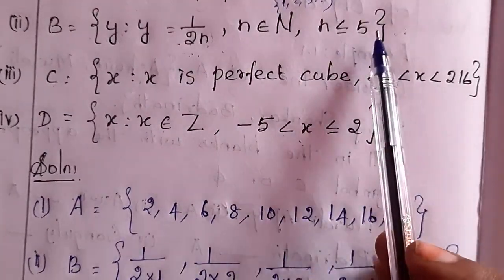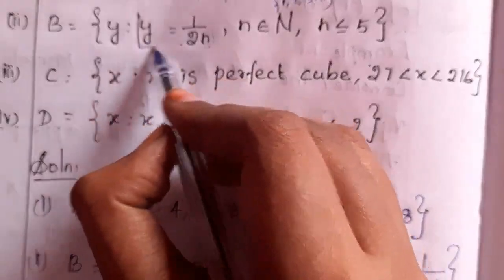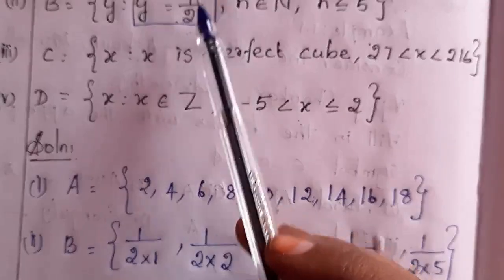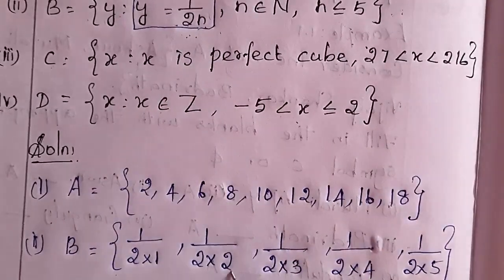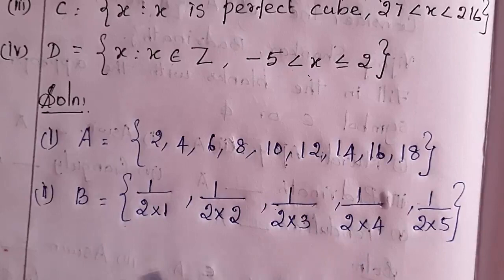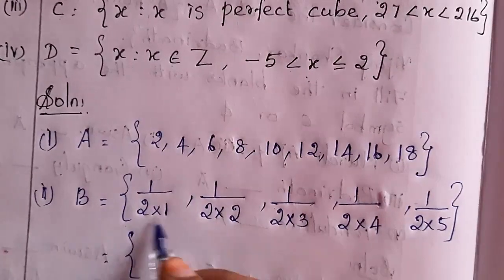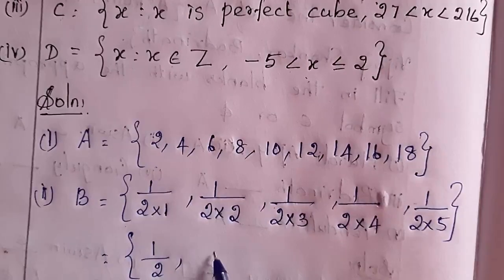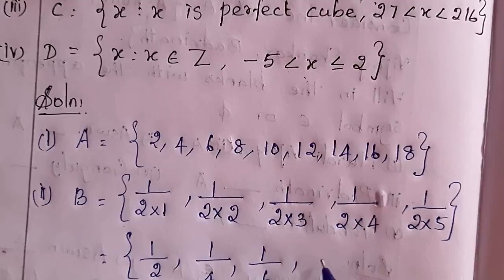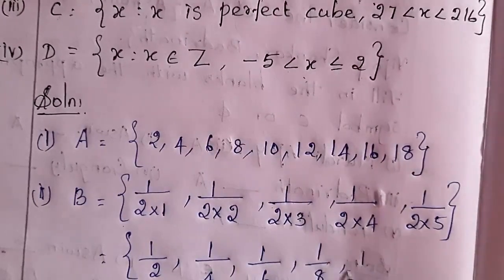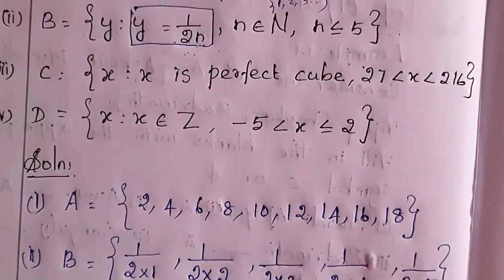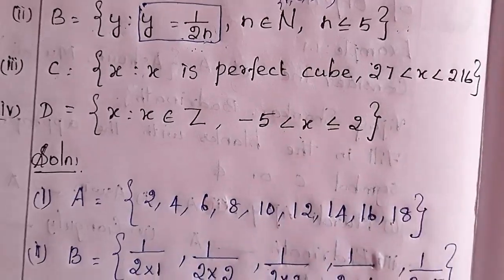So we apply the values 1 to 5 here. So I got 1 by 2 into 1, 1 by 2 into 2, 1 by 2 into 3, 1 by 2 into 4, 1 by 2 into 5. Just simplify this and you will get the answer. That is equal to the set of all 1 by 2 into 1, 2; 2 into 2, 4; 2 into 3, 6; 2 into 4, 8; then 2 into 5, 10. So this is your answer. We applied the values less than or equal to 5.